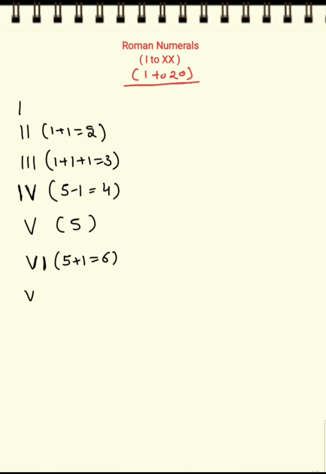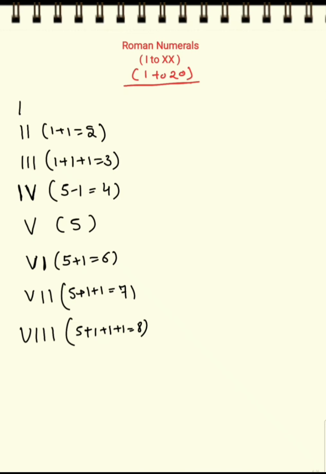Similarly for 7, I will write 5 and I will repeat I 2 times. So it will become 5 plus 1 plus 1, which is equal to 7. Similarly for 8, I will write 5 and I will repeat this I 3 times. So it will become 5 plus 1 plus 1 plus 1, which is equal to 8.